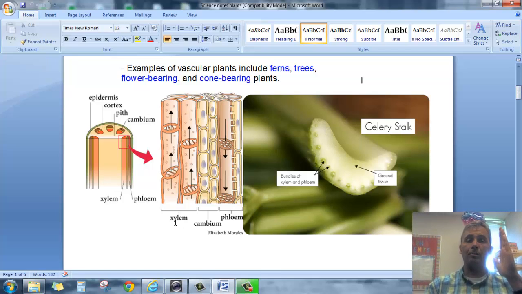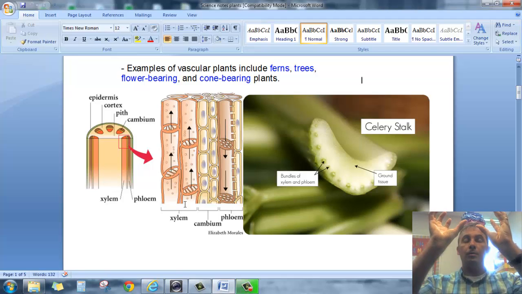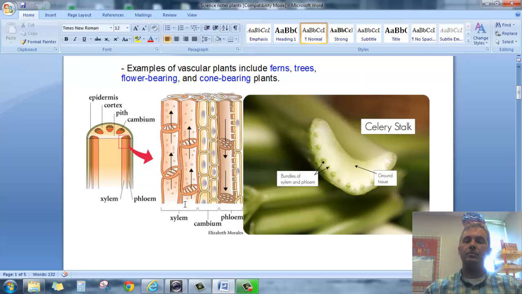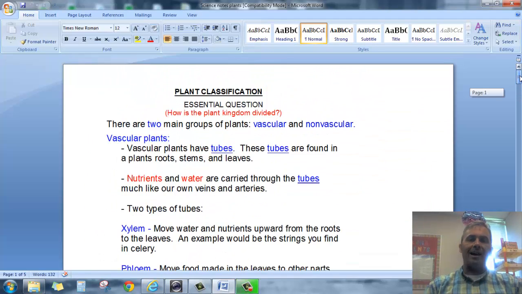Again, let me say this one other time just for this video. Xylem tubes are moving substances, the nutrients and water, up through the plant, up from the roots and out to the rest of the parts of the plant, the stems, the leaves. And then phloem tubes are moving food down from the food making factories, the leaves. It's taking that food and bringing that food down through the rest of the plant so that the plant's getting everything it needs to stay good and healthy. So those are the tubes: vascular and non-vascular plants. Vascular, tubes; non-vascular, no tubes.